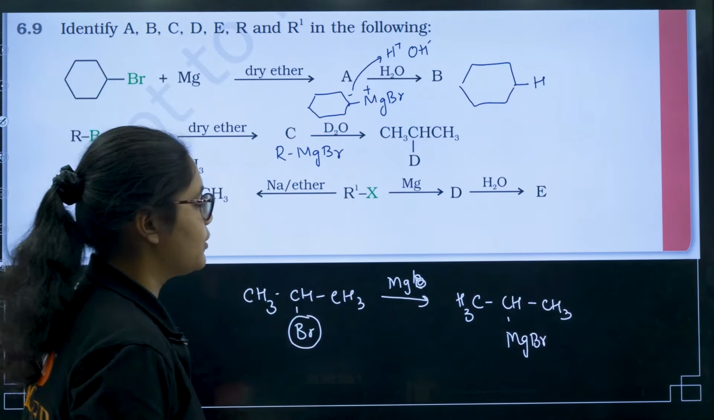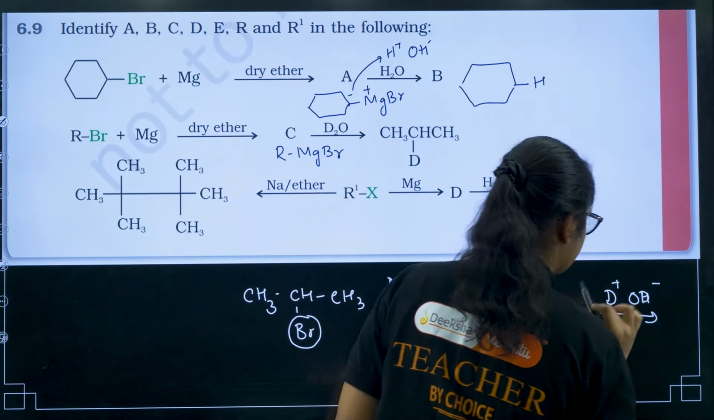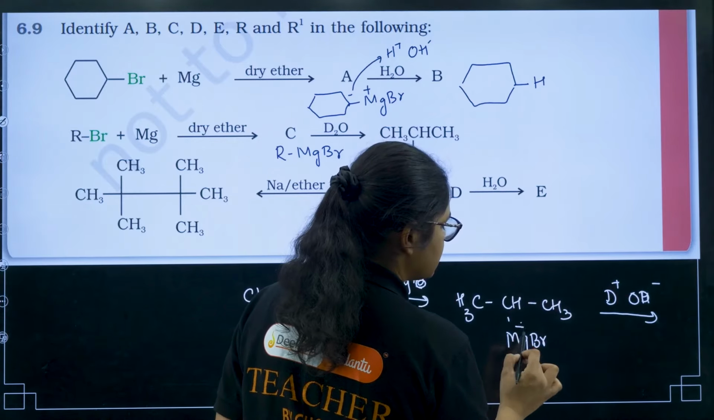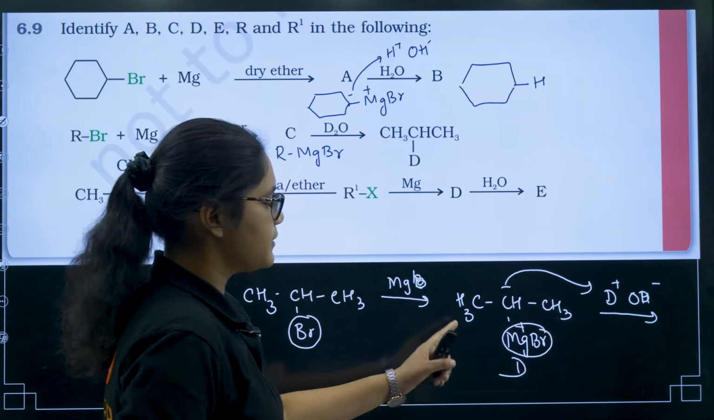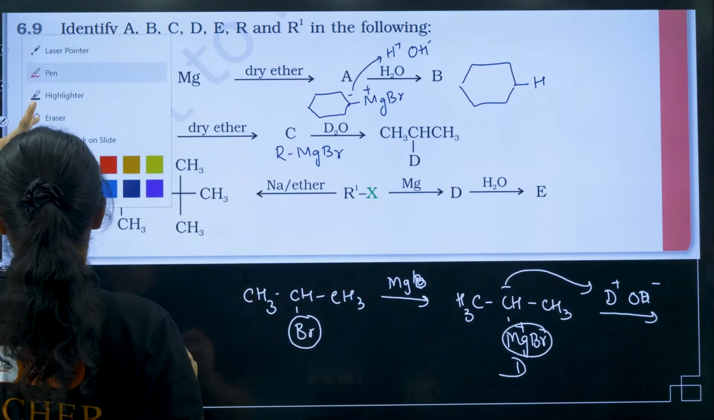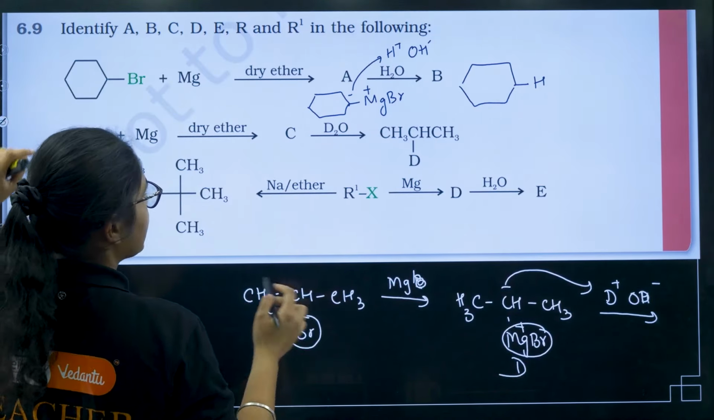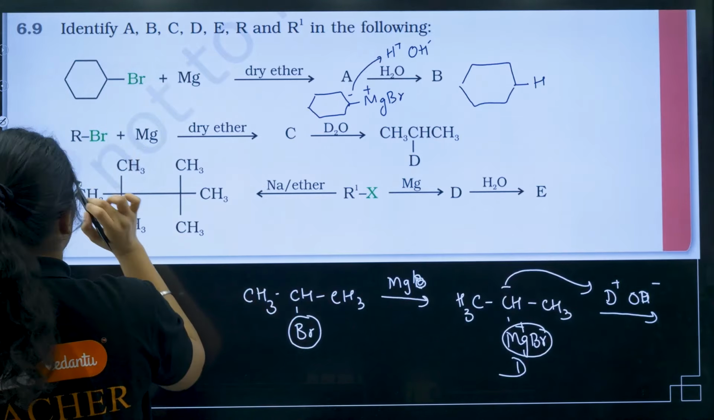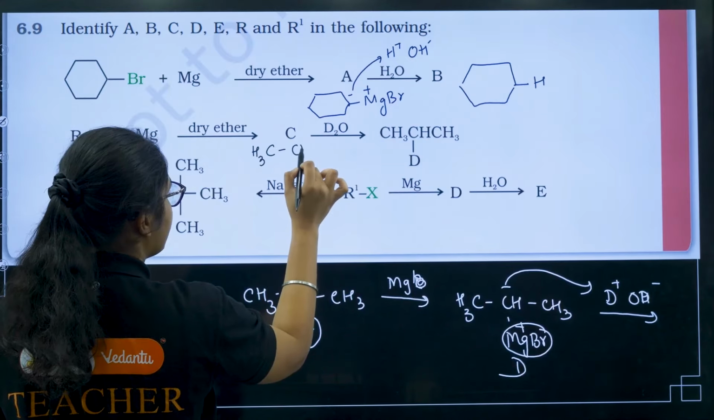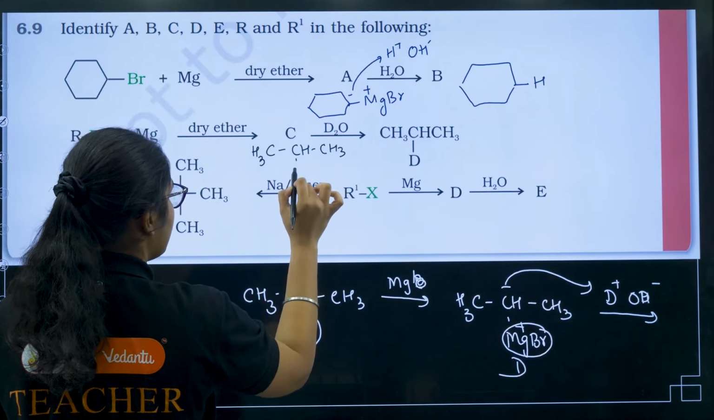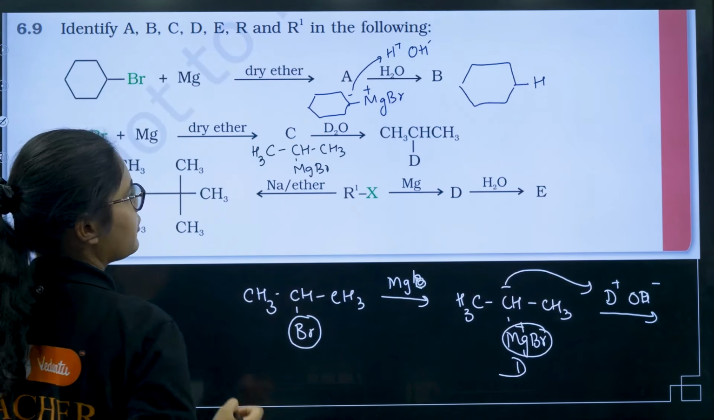After this what happens? Here D2O is there, meaning D plus and OD minus I can write. So this C is plus and this is minus, this one will attack here. This part will be replaced with D. So what is this then? You can easily guess this. This has to be CH3 CH3 MgBr. So this is plus, this is minus, this minus will attack on D and we will get this one.